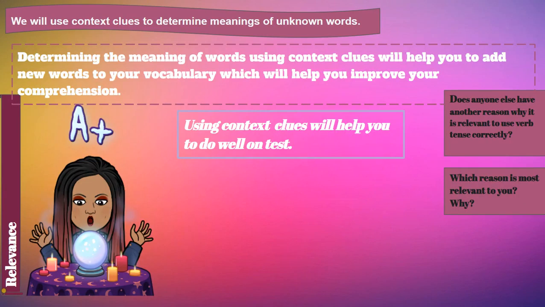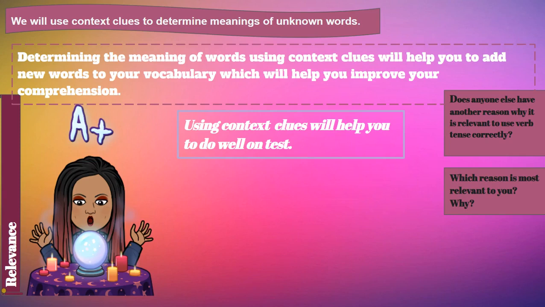All right. So why is this important? And we're getting ready to wrap up. So determining the meaning of words using context clues will help you add new words to your vocabulary. That will help you to improve your comprehension. And using context clues will help you do well on tests. Okay? Do any of you have another reason of relevance for using context clues?